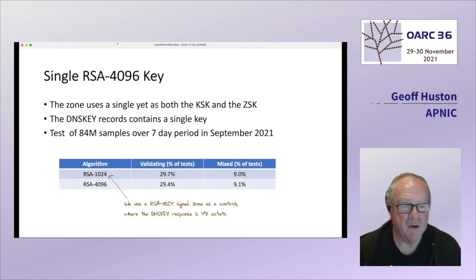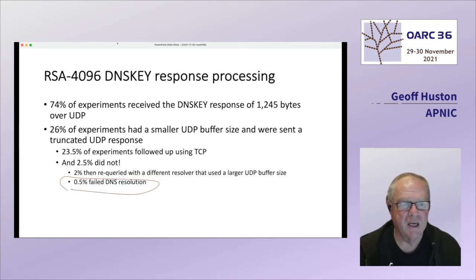So let's have a look at this using two algorithms, RSA 1024 versus RSA 4096. Validating, 29.7% of users worldwide for 1024, and a very small change, 0.3% downward for RSA 4096, and a slight uptick in mixed. So this was across 84 million samples over a 7-day period.